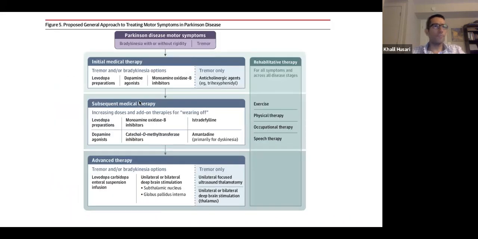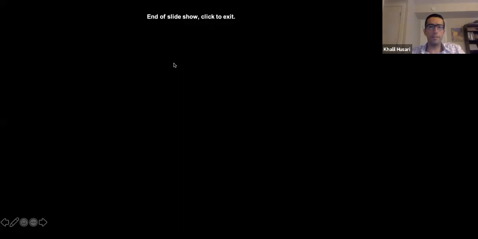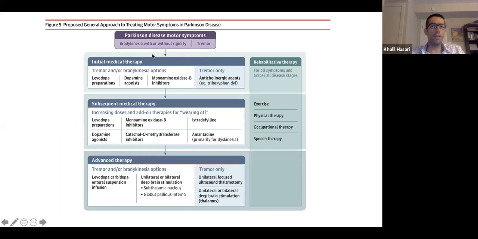Now, finally, we have a patient with Parkinson's disease, so bradykinesia with or without rigidity, and maybe some tremor as well. If you have a tremor and/or bradykinesia, you can use levodopa, dopamine agonists, and MAO-B inhibitors. The MAO-B inhibitors don't work by themselves, so they have to be an adjunct.